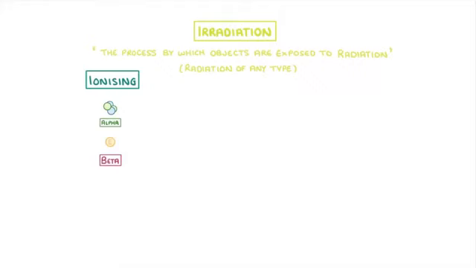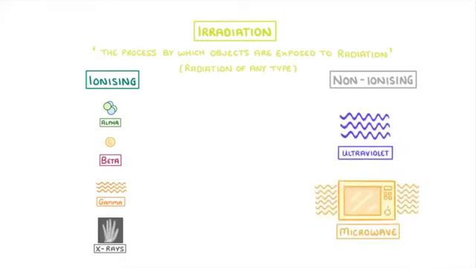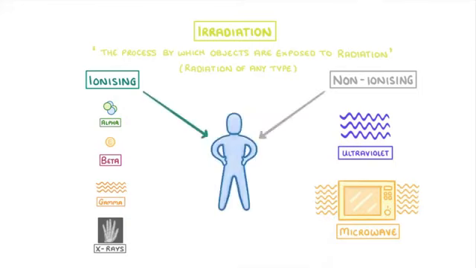Irradiation is the process by which an object is exposed to radiation, and that could be radiation of any type. So ionizing radiation, like alpha particles, beta particles, gamma rays, or X-rays, but also non-ionizing radiation, like ultraviolet or microwave radiation. If any radiation of any type was to reach your body, we'd say that you had been irradiated.